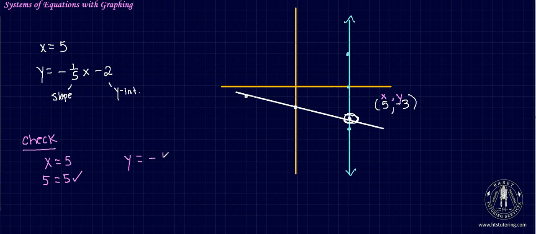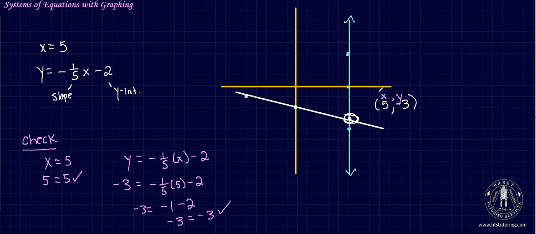And then what if we have y equals negative 1/5 times x minus 2. So now we're going to plug in x and y because we have an x and a y. So for y, we're going to plug in negative 3. For x, we're going to plug in 5. So we have negative 1/5 times 5 minus 2. Negative 1/5 times 5, that's just negative 1 minus 2. And we get negative 3 equals negative 3. That also checks out. So we know that our solution is 5, comma, negative 3. That is our solution to this system of equations, solving it using graphing.